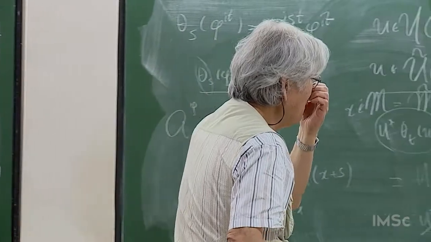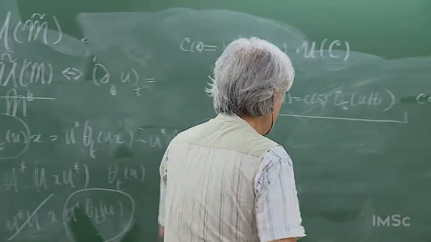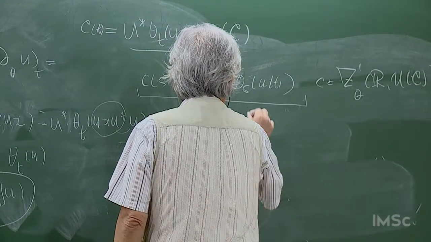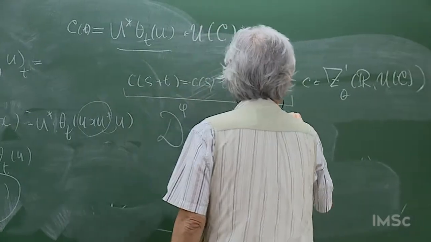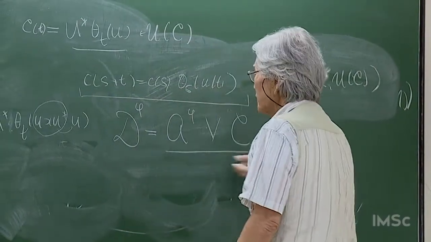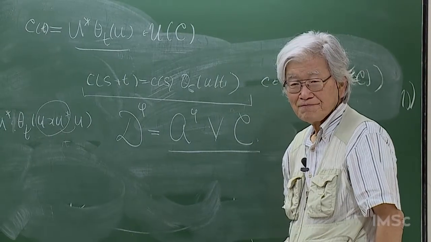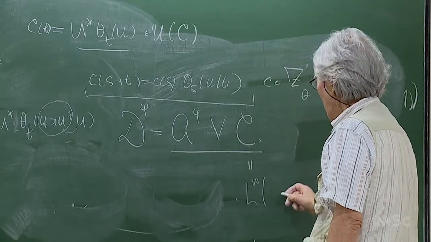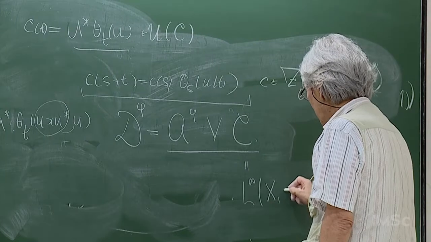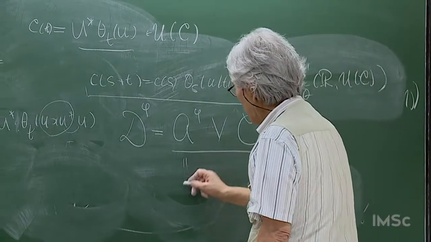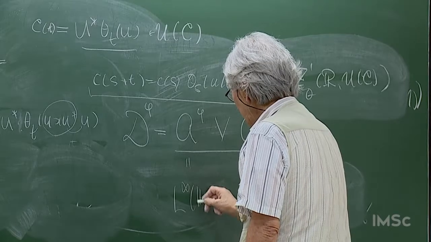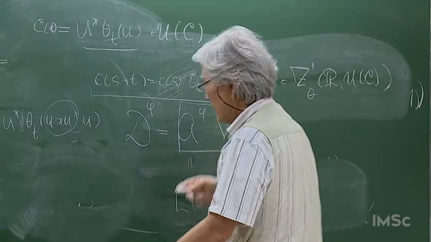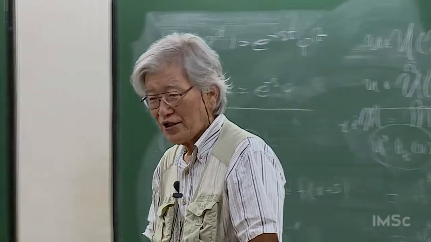I consider the following little large algebra. I consider D of phi, which is A of phi joined with the center. But this is a commutative polynomial algebra. Okay? And the center is L infinity of X nu. This is L infinity of R. And they join these two commutative polynomial algebras together.